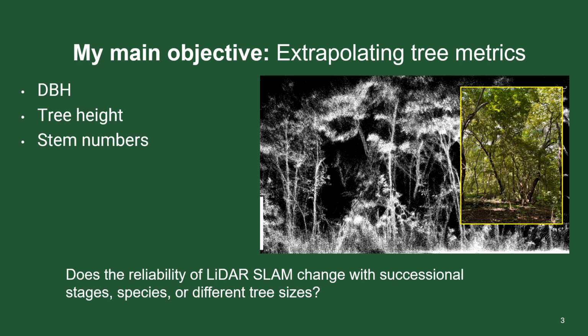So my main objective for this project is to find an accurate way to extrapolate tree metrics using SLAM. And the tree metrics that we'll be assessing today are DBH, tree height, and stem numbers. And additionally, I'll be asking if the reliability of LiDAR SLAM changes with successional stages, species, or different tree sizes.